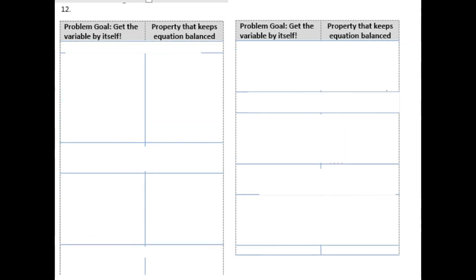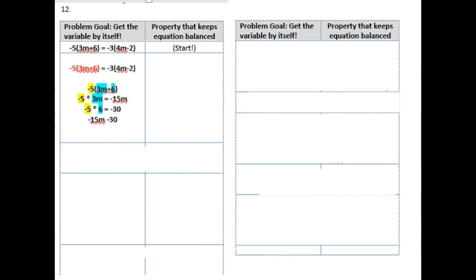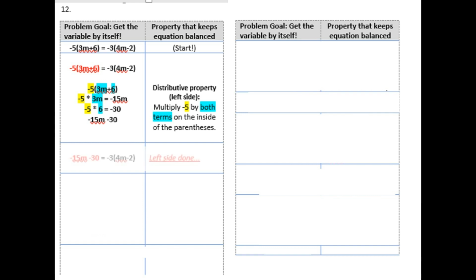Moving on to the next one. This time we have the distributive property on both the left and right sides. And this problem looks intimidating, so all you do is take it step by step. Okay, so let's start with the left-hand side. Negative 5 times the quantity 3m plus 6. Negative 5 times 3m is negative 15m. Negative 5 times 6 is negative 30. So that becomes negative 15m minus 30. Now, left side is done. Let's do the right side.